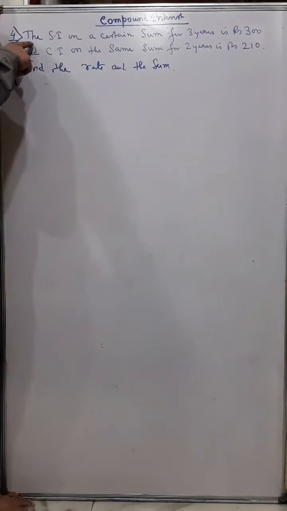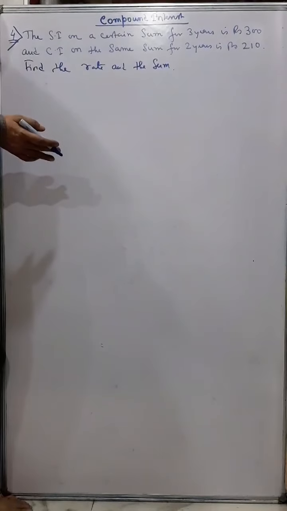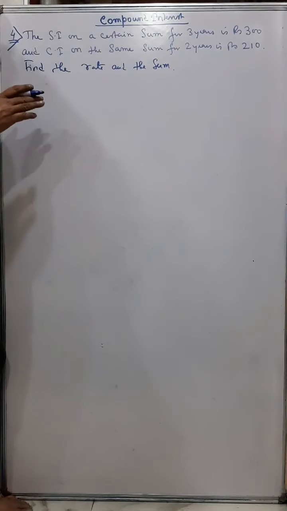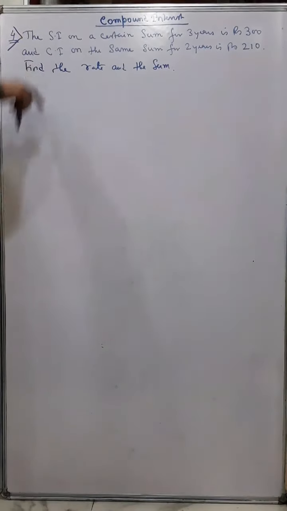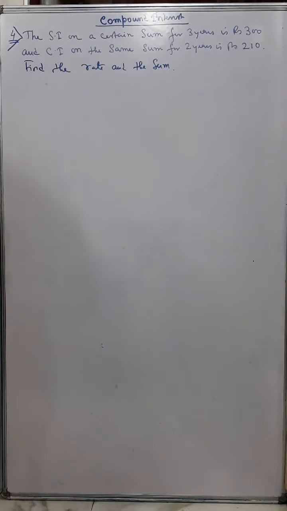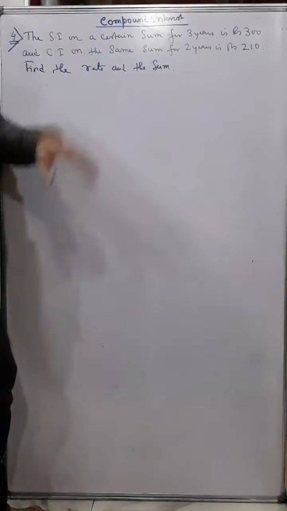Now this sum, it is more or less exactly same as number 3, but does not look like that. But again I am talking about the concept that I have explained to you in the first video. If it is clear, you can understand this sum. What they told, SI on a certain sum for 3 years is 300, and CI on the same sum for 2 years is 210. Find the rate and the sum.